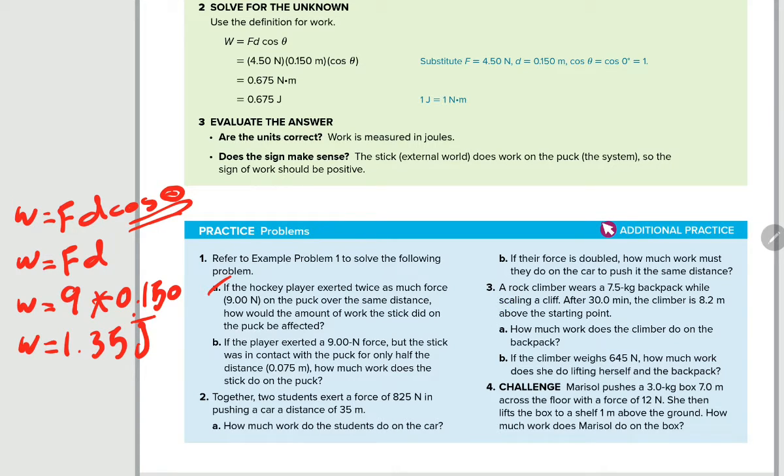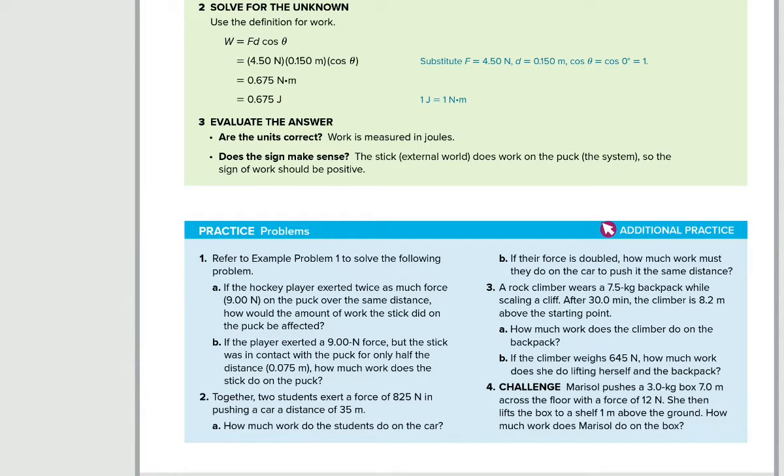Question number 3 is an important question, so we will solve it. A rock climber wears a 7.5 kilogram backpack while scaling a cliff. After 30 minutes, the climber is 8.2 meters above the starting point. A. How much work does the climber do on the backpack? B. If the climber weighs 645 Newton, how much work does she do lifting herself and the backpack?